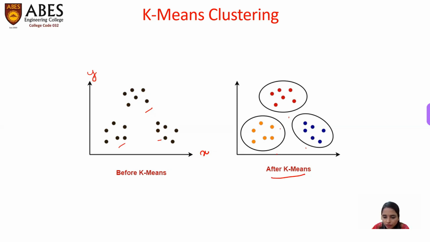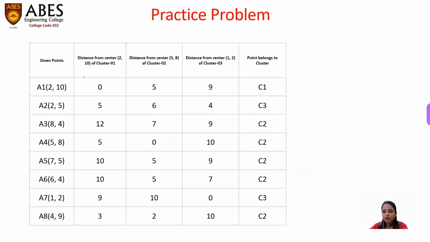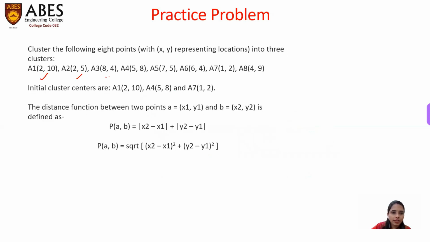We will learn this with this example also. In this example, we have various data points from A1 to A8. A1 is (2, 10), A2 is (2, 5), A3 is (8, 4), A4 is (5, 8), A5 is (7, 5), A6 is (6, 4), A7 is (1, 2), and A8 is (4, 9).